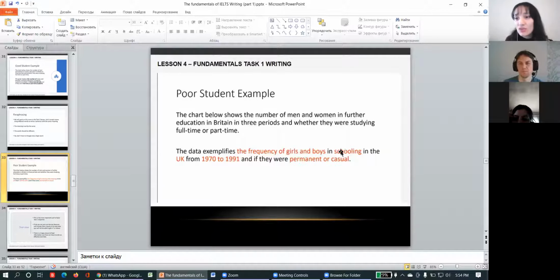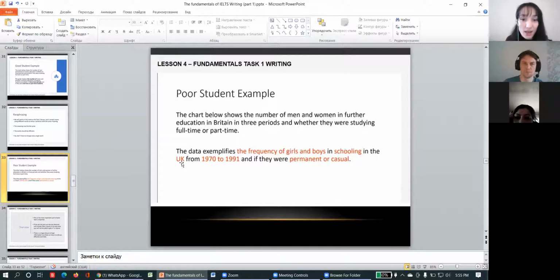The other mistake is that further education, schooling is the education for anything. It can be school, kindergarten, high school, college, whatever. Schooling is a very general word, but here we have further education, and tertiary education would be the best replacement for it. And in Britain, UK is not Britain, because UK is the United Kingdom of Great Britain and Northern Ireland.